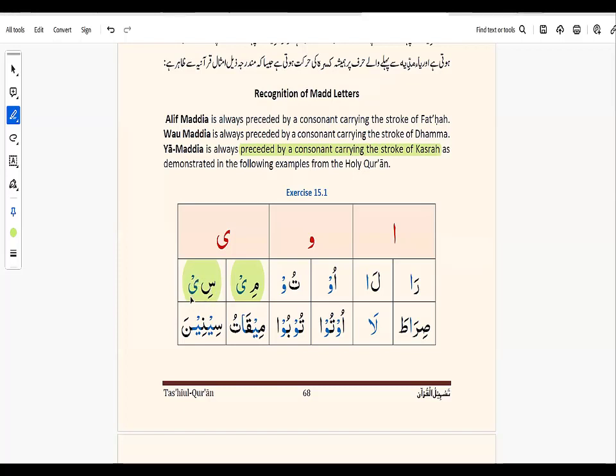Then we can see ya, which has sukoon. So we know that this is ya madiyya. So when we see ya madiyya, it is preceded by a consonant carrying the stroke of kasra. So do you want to have a go at reading the second example? Well done, mashallah. So I believe you have understood the rule that I've just told everyone. So we can see over here, you correctly prolonged this for 2 seconds. Good job. Now, can you read this example as well for me?